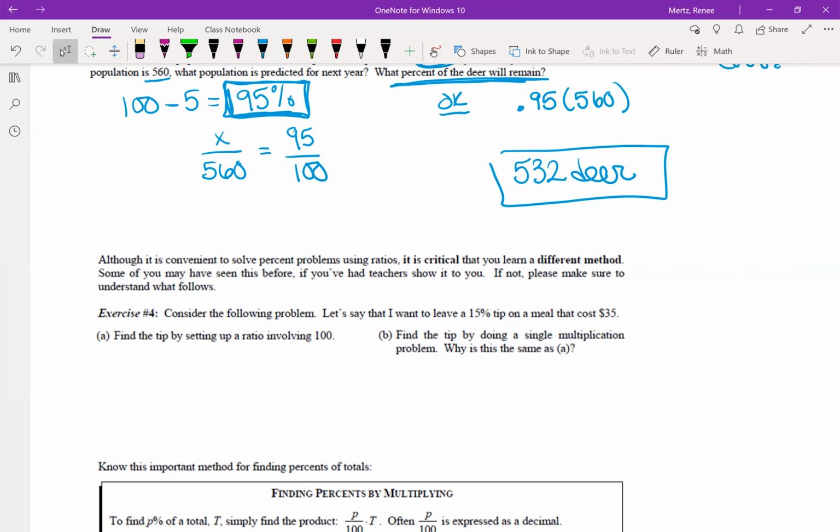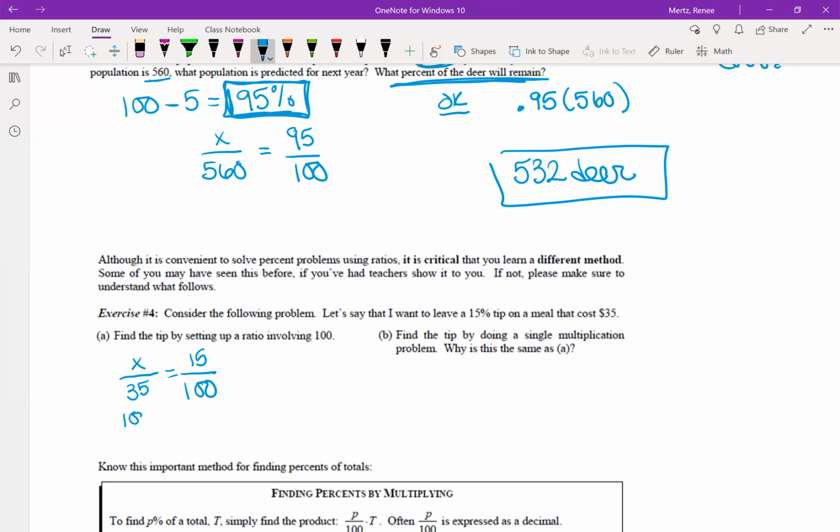So we're going to do this in one step now. So consider the following problem. Let's say I want to leave a 15% tip on a meal that costs $35. Find the tip by setting up a ratio involving 100. So we have to figure out the tip, x over 35. I want to know the tip over 35 equals 15 over 100. So is over of, so what is the tip out of 35 for 15%?